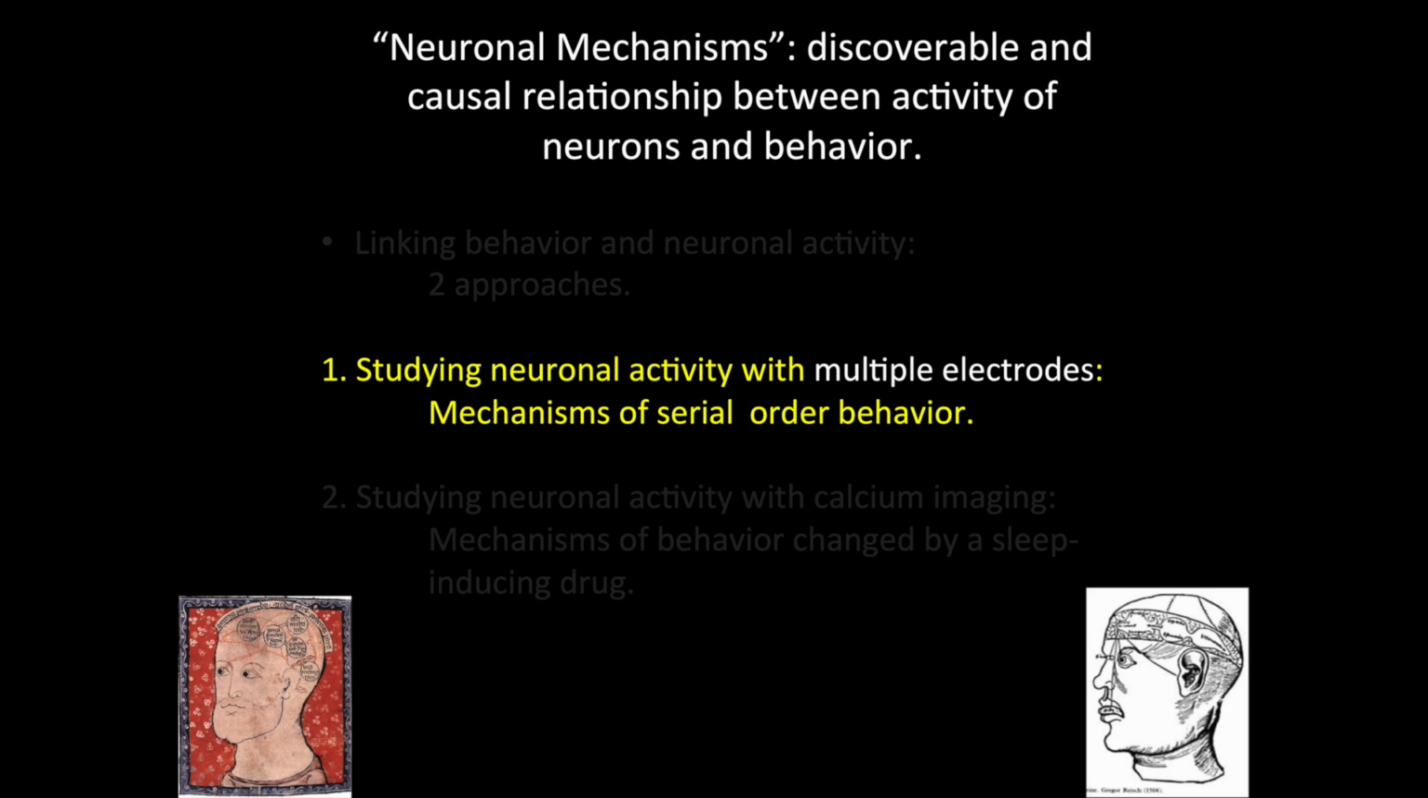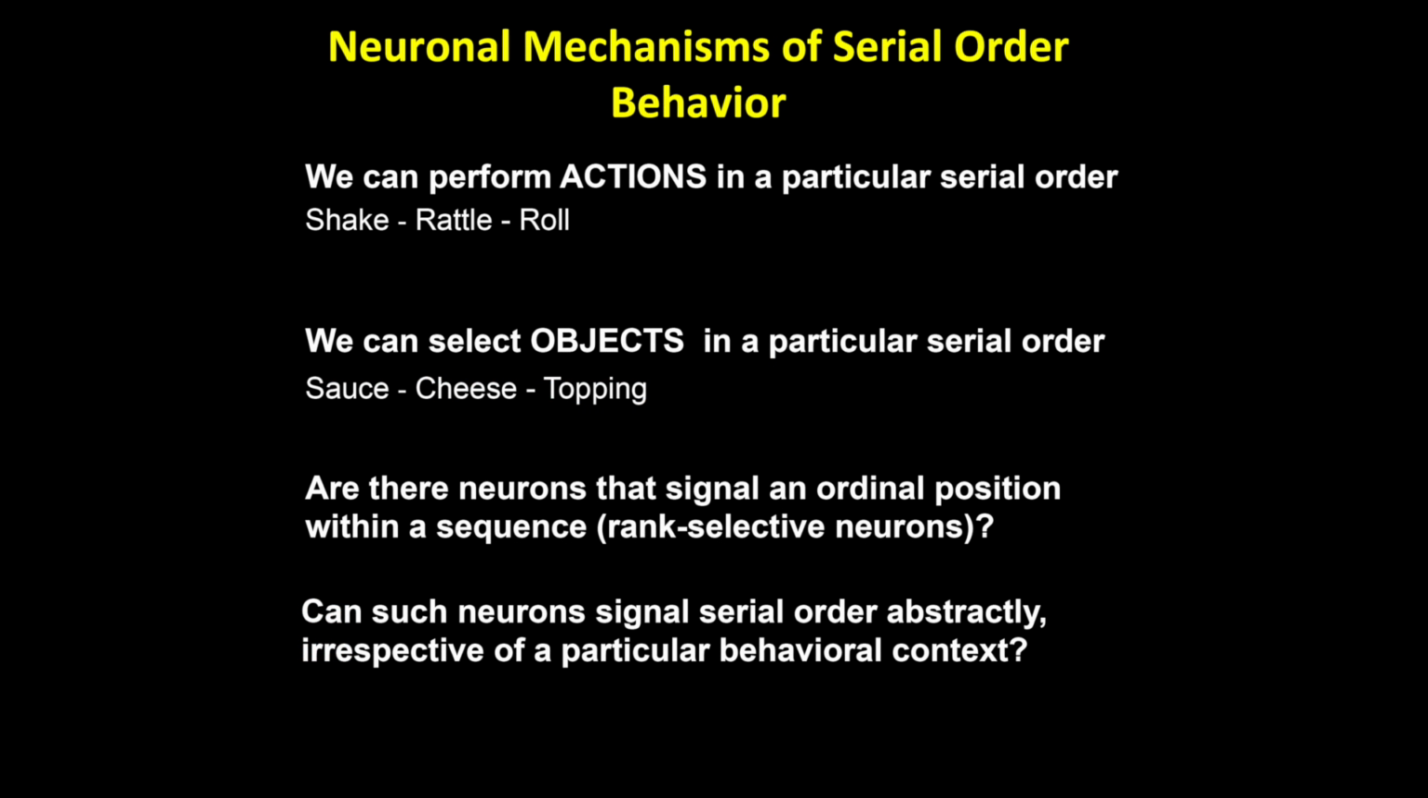So let's start by demonstrating the use of multiple electrodes to study neuronal mechanisms of serial order behavior. What is serial order behavior? We know that in everyday life, we're often performing actions in a particular serial order. For example, a series of dance steps. We're also capable of selecting objects in a particular serial order. For example, when we add ingredients one by one while cooking.